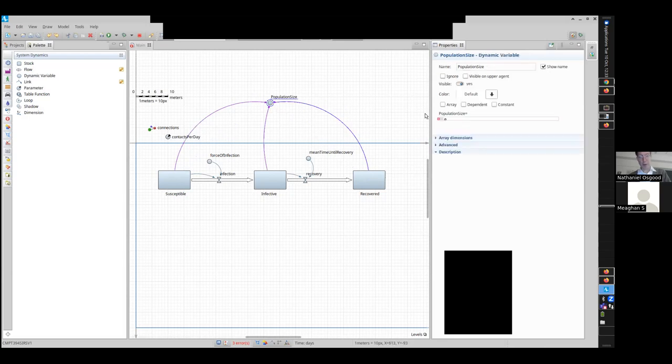And what's the formula going to be for this population size? It's about as simple as they get as formulas. What's it going to be? Yeah, the sum of the three stocks. Susceptible plus infective plus recovered.